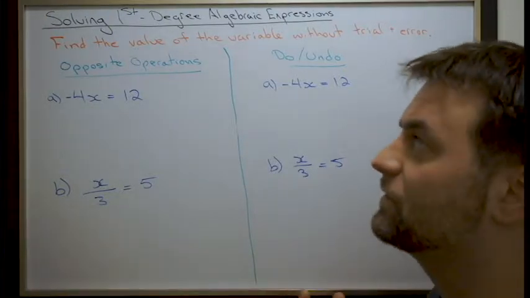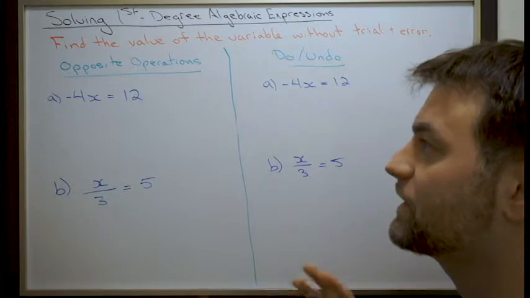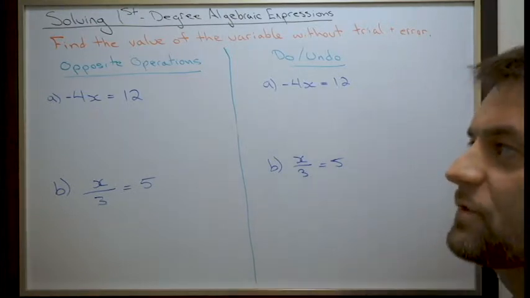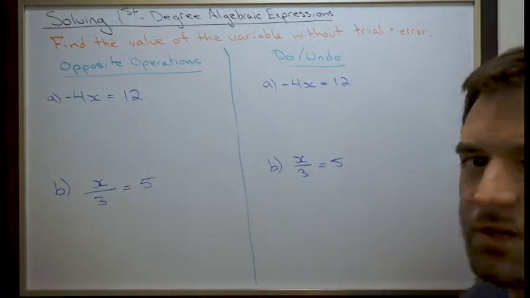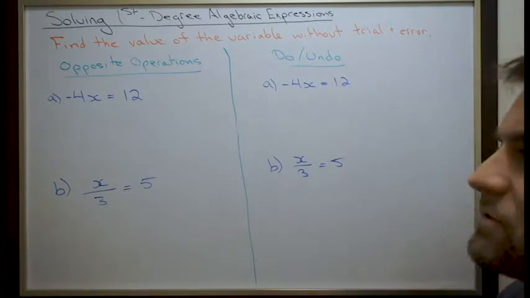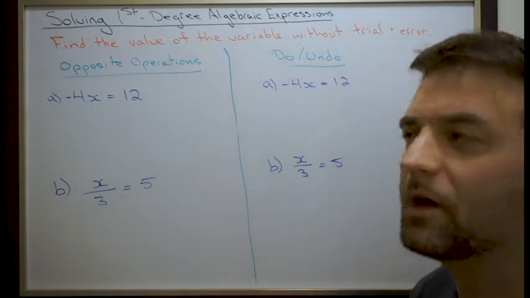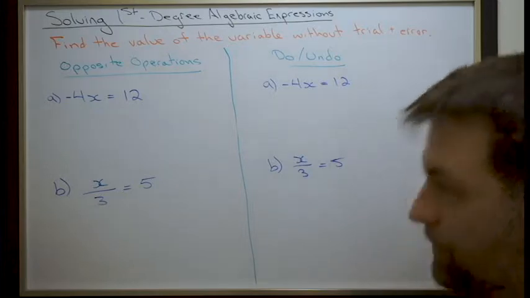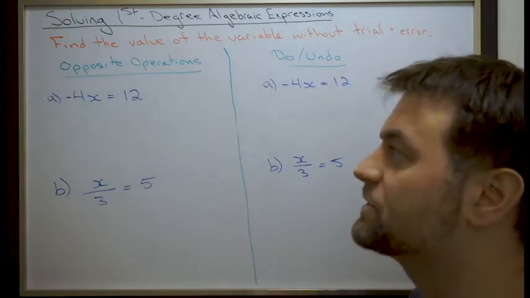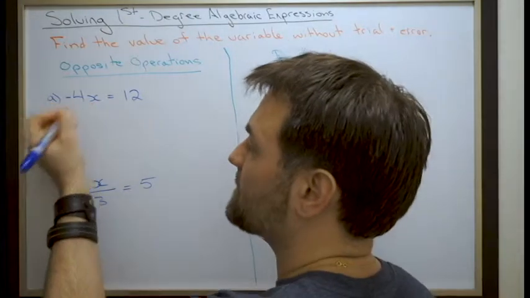Alright, so this is our last video on solving first degree algebraic expressions with just one step. Next we're going to move into multi-step, but we have some multiplication and division situations here. So again, we're going to use the opposite operation method, and then we'll take a look at the do-undo method. So using the opposite operation method, we need to get this x by itself.